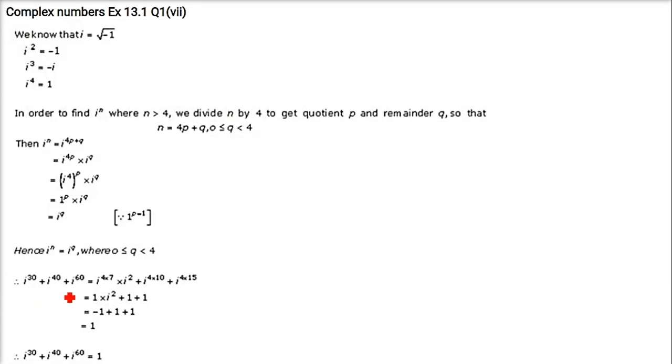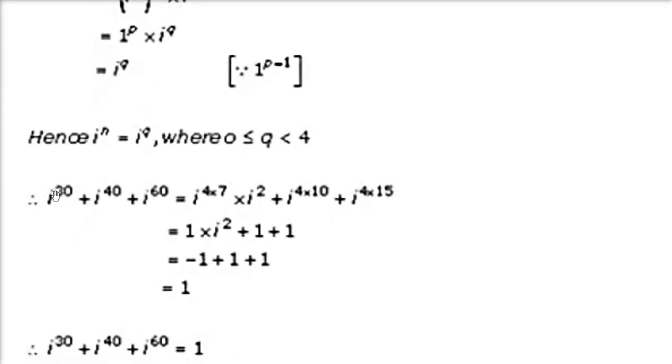Next one is i to the power 30 till i to the power 60. Now same thing we are going to do. i to the power 30 can be written as 28 plus 2, i to the power 4 into 7, i to the power 2. 40 can be written as i to the power 4 into 10, and 60 is 4 into 15. So this is 1, this is 1. Here this is 1, but this is i square. i square is minus 1. So 1 and minus 1 cancel, only 1 will remain.